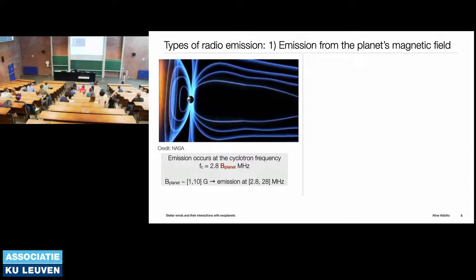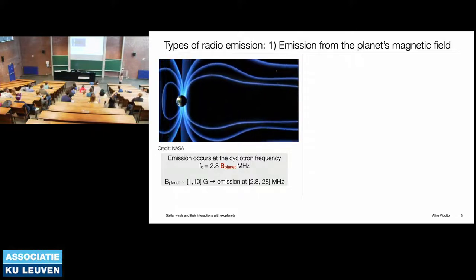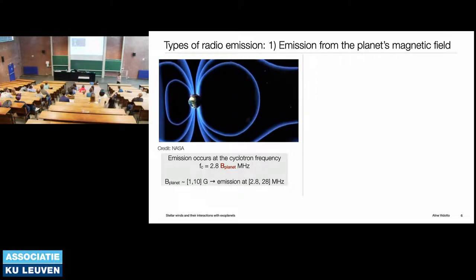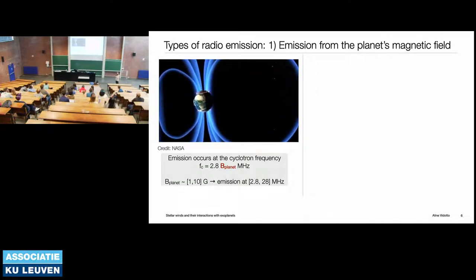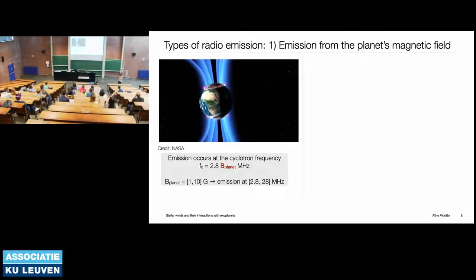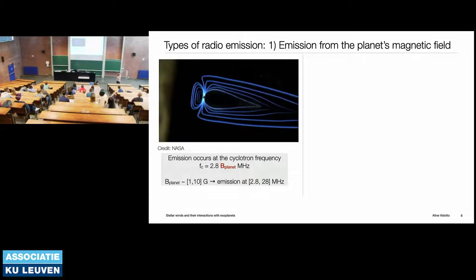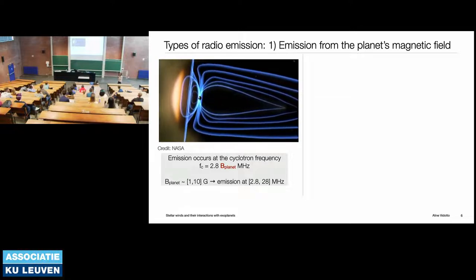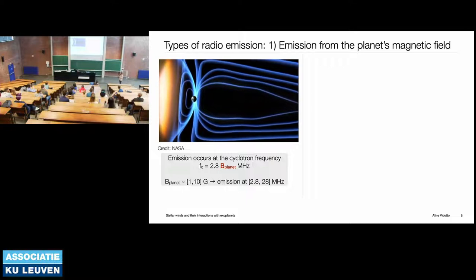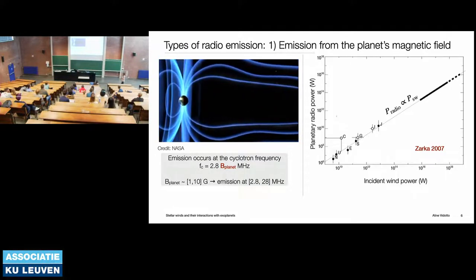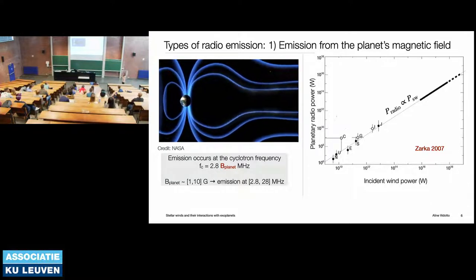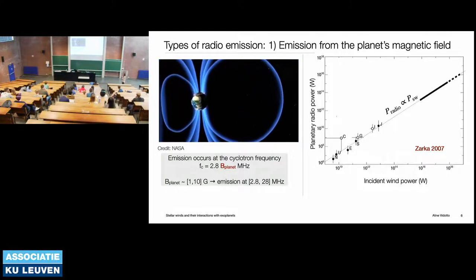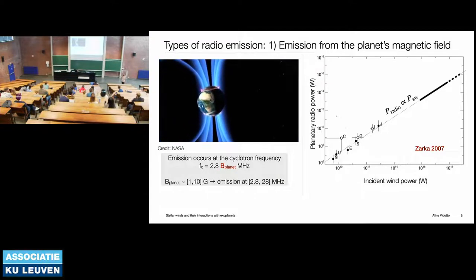This is called the electron cyclotron maser instability, but the key word here is cyclotron. Because this is a cyclotron process, you can very easily measure the frequency of the emission, and then convert this frequency into a magnetic field of the planet. So for example, you are expecting emission to be between 3 and 30 megahertz for a planet with a field of about 1 to 10 Gauss. Now, if you look at the radio power the planets of the solar system are emitting as a function of the power that is incident on the planet from the solar wind, it looks like there is a linear relationship.